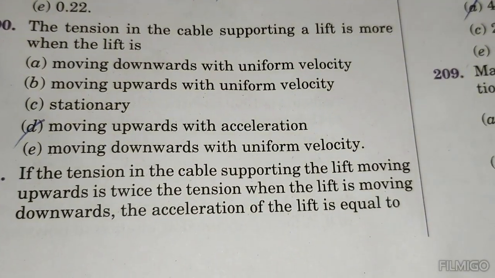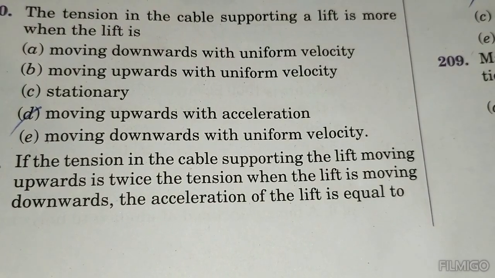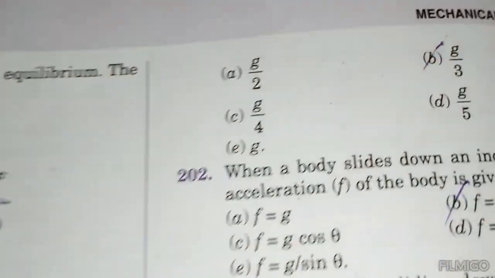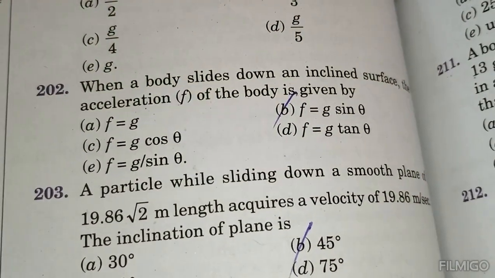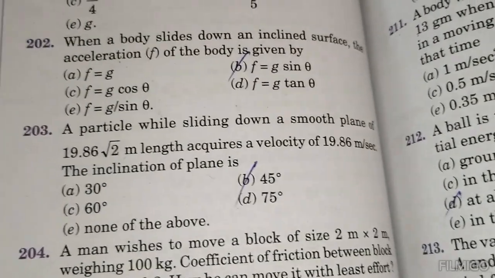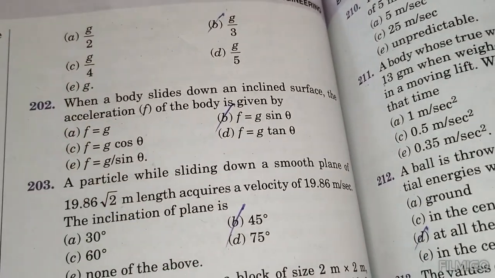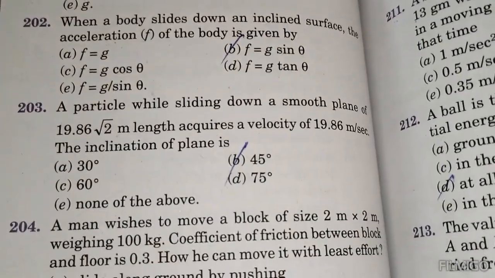If the tension in the cable supporting a lift moving upwards is twice the tension when it is moving downwards, the acceleration of the lift is equal to g by 3. When a body slides down an inclined surface, the acceleration of the body is given by f is equal to g sin theta.